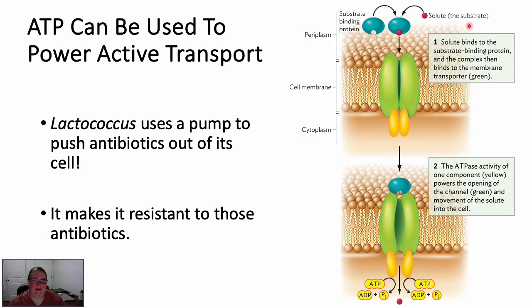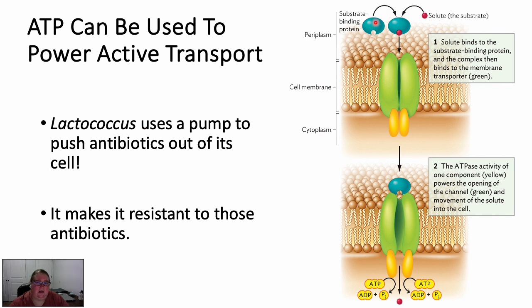Okay, so we've talked about how ATP can be used to power active transport. Let's talk about a specific example. One of the ways that active transport can be beneficial to the bacterial cell is that certain species of bacteria have evolved to pump antibiotics out. These antibiotic pumps, these efflux pumps, as I believe they're called, are going to need ATP in order to send the antibiotic against the concentration gradient, because inside the cell there's not going to be a high concentration, but outside the cell is going to be a large one.